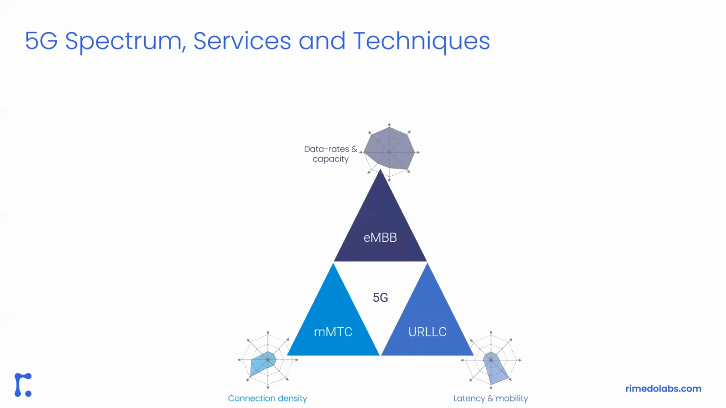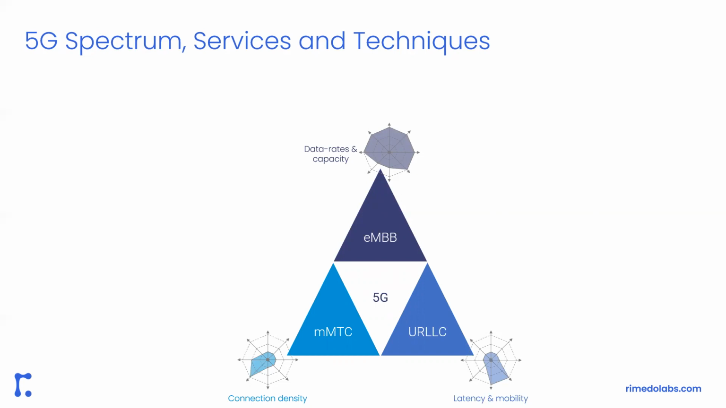So for example, for mobile broadband services, we have data rates and capacity being important. In machine type communications, the connection density is very important, but not much on the data rate or latency. And then we are moving to the third leg of the triangle, which is ultra reliable low latency type of communications. And that is focusing most on the latency and reliability aspects.